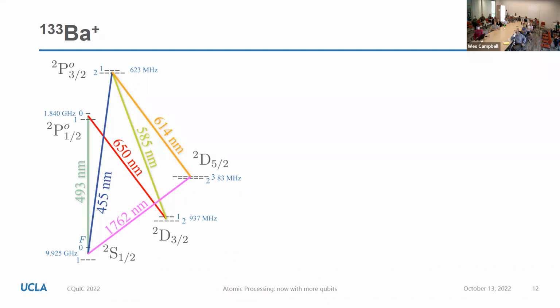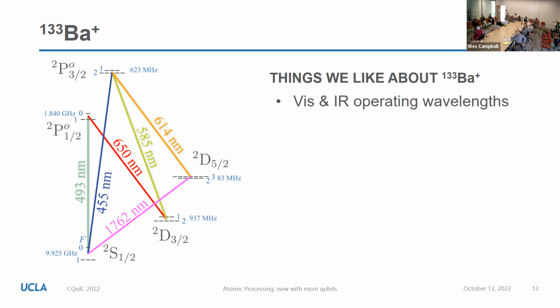Okay. So this is the structure that we're going to be dealing with. We're going to define our qubit down here on the n = 0, F equals 1 state and M equals 0 state, just like I said before. And then we have access to all of these transitions with fairly friendly and easy. So we like that these operating wavelengths are friendly. We like that the D states are long-lived.